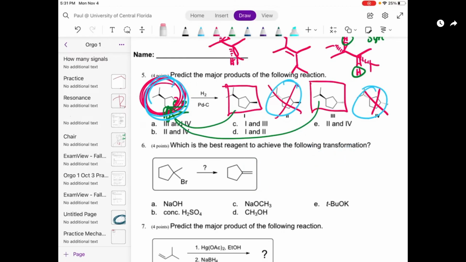Okay, let's see here. So what's the best way to achieve the following transformation? Well, what kind of product did we make? We made the Hofmann product.